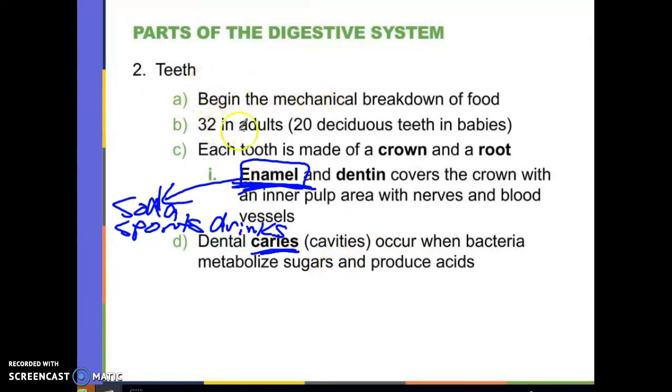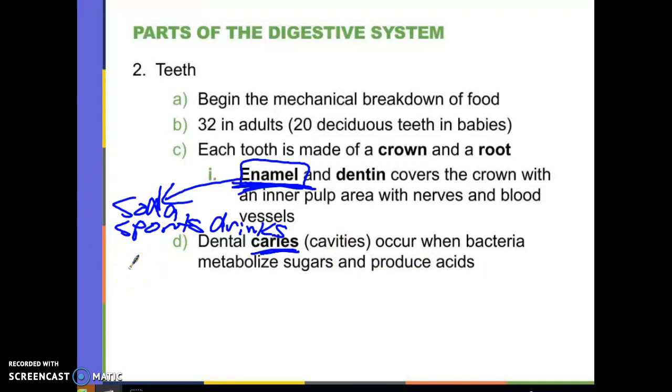So teeth begin that mechanical breakdown. Adults have 32 teeth. There are 20 deciduous teeth in babies. Each tooth is made of a crown and a root, and enamel is the outer covering. We hear a lot about how to preserve tooth enamel because that's the hardest part. Things like soda or sports drinks that are very acidic can cause dental caries, or cavities, because they work to break that enamel down.